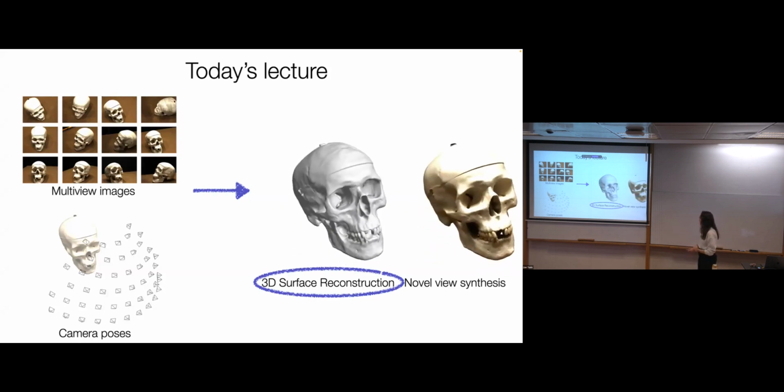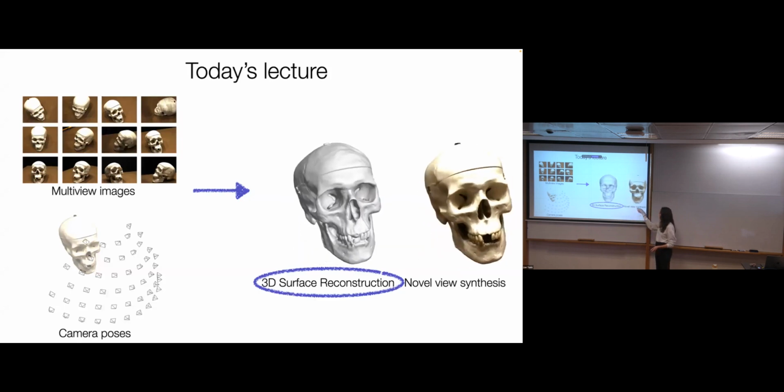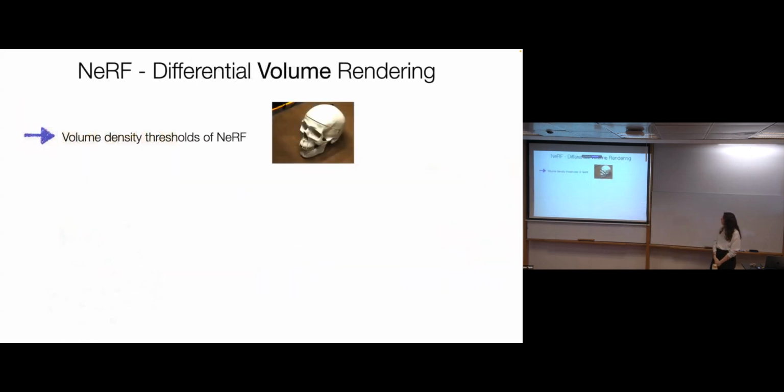Just to make sure, when you get the 3D surface reconstruction, you normally will get novel view synthesis, but it's not the other way around, and we're going to see it now. So really the question is, we have NeRF, and I told you that the density models the geometry. Why can't we use that in order to do surface reconstruction?